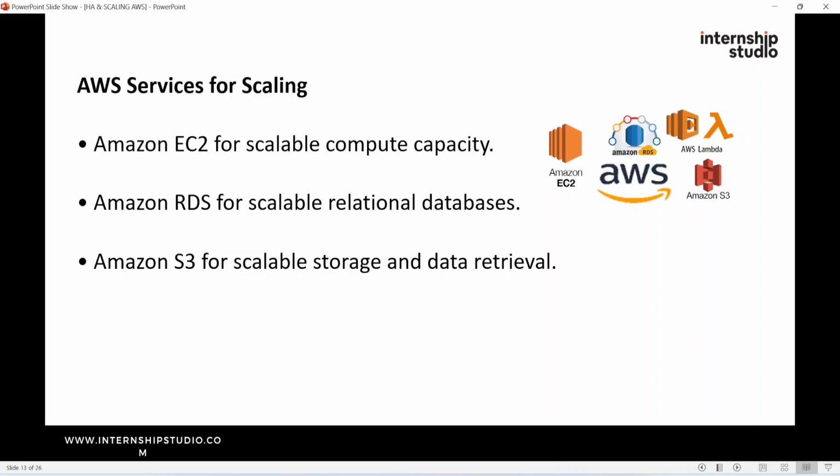So in summary, we can say that scaling in AWS services such as EC2, RDS and S3 involves both horizontal and vertical scaling strategies, whether adjusting the number of instances and replicas or modifying instance types. AWS provides a range of tools and features to scale resources dynamically, ensuring that our infrastructure can efficiently handle changes in demand while maintaining optimal performance and cost effectiveness.